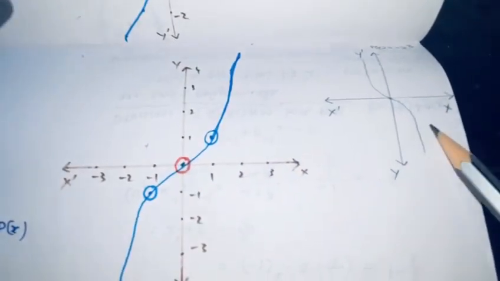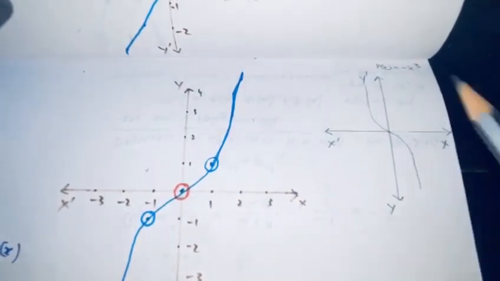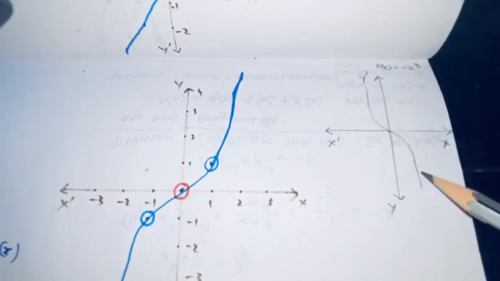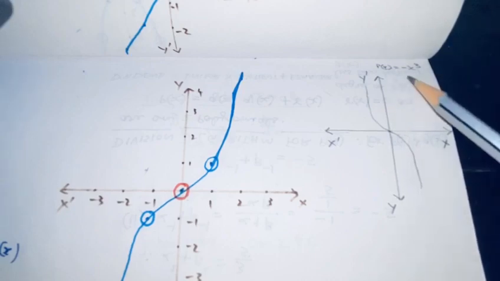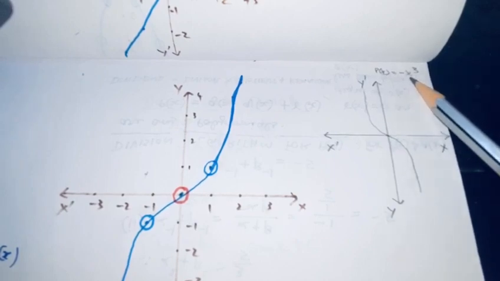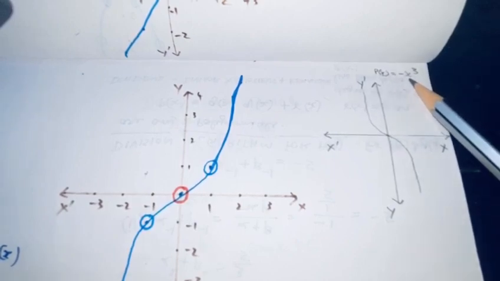And one more thing I will show you here. This is the graph of minus x cube. You can find the graph of minus x cube to be like this. The graph will be ending in the downward direction on the right side if it has a negative sign or a negative coefficient for the highest order of the polynomial.